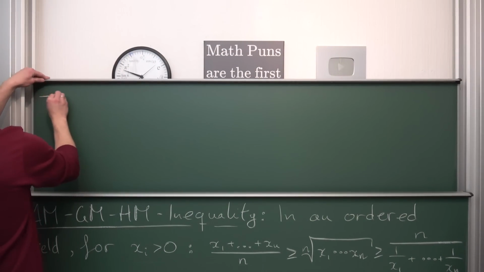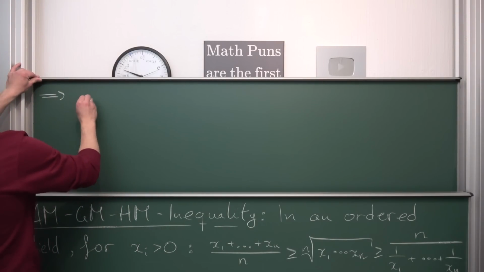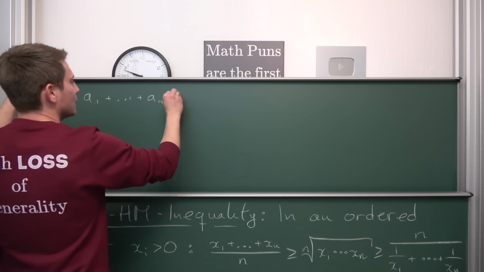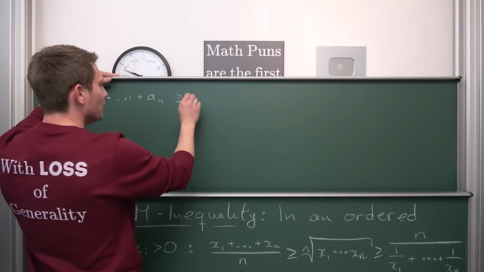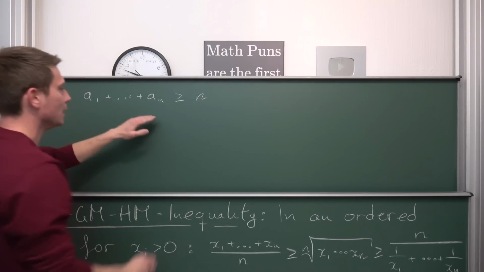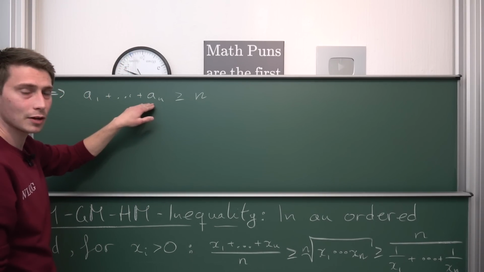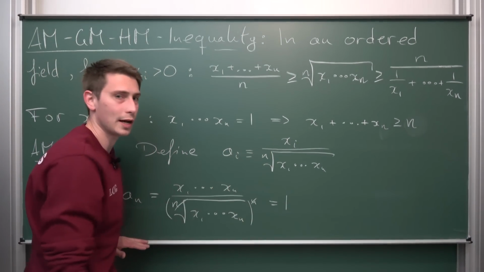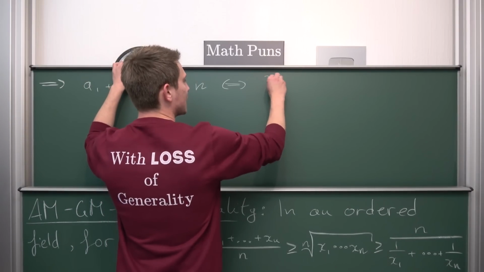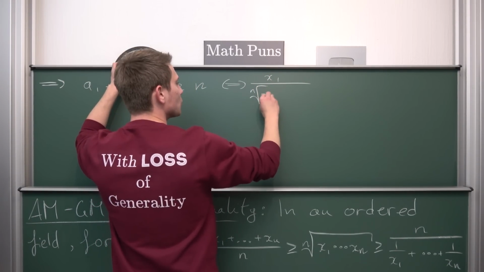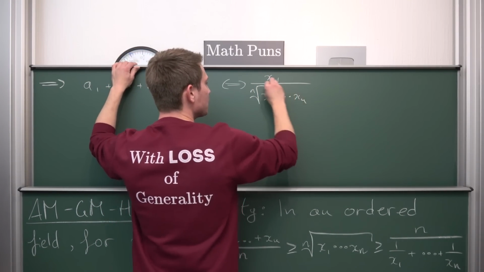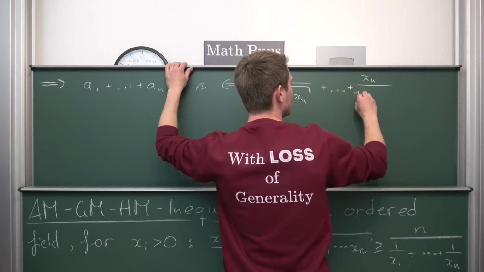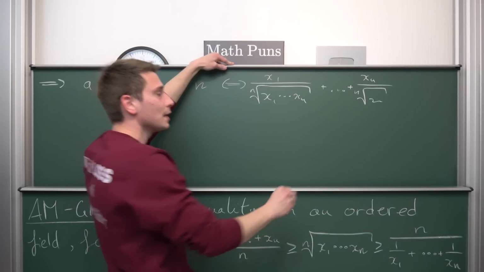Meaning, this right here is going to imply by our little theorem that A1 added together up until AN is going to be greater or equal, I'm terribly sorry, than n. But what is A1 added together up until AN? Well, by the definition of our AIs, this is x1 divided by the nth root of x1 up until xn, and all of this added together up until xn divided by the nth root of the blah blah blah once again, and this right here is greater or equal to n.